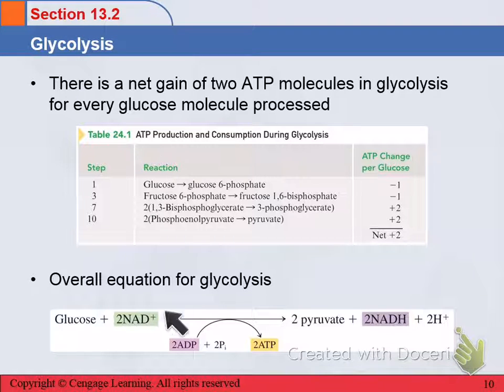So overall, it looks like this. Glucose, you get 2 NAD pluses going in. You end up with pyruvate, which is an important molecule. We'll talk about what happens to pyruvate. And you get 2 NADHs out, which is also, like we talked about in the last lecture, energy-containing molecules, used for the transport of electrons and hydrogen ions, right? And in that process, you gain 2 ATPs.